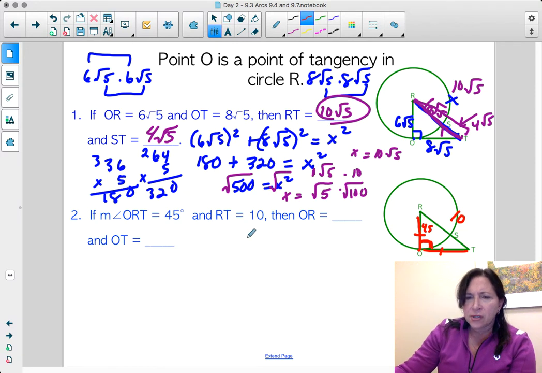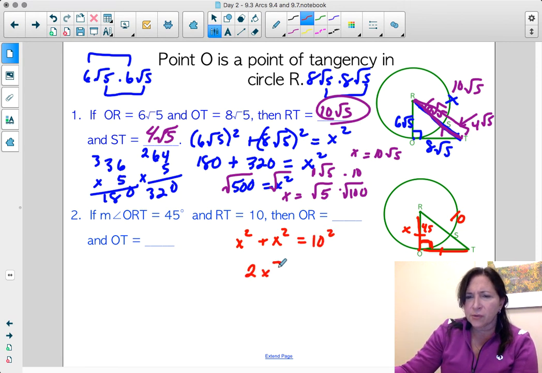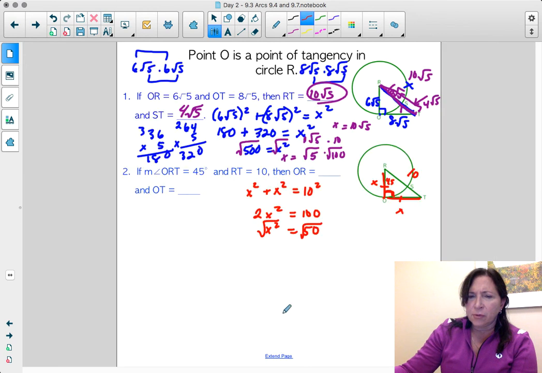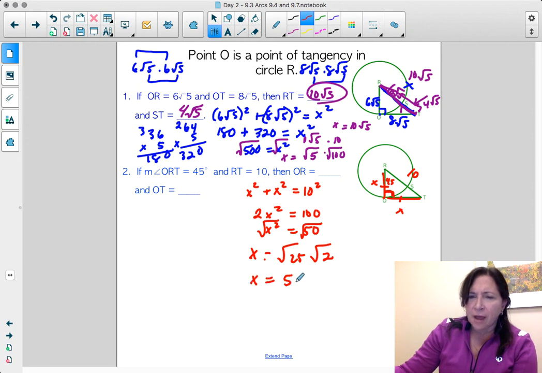x root 2. So meaning I could go, because these are the same value here, x squared plus x squared is equal to 10 squared. We have 2x squared is equal to 100. We have x squared is equal to 50. Then we're going to square root both sides, and in square rooting both sides, we get x is equal to the square root of 25 times 2, which turns out to be 5 root 2. So OT and OR are both 5 root 2.